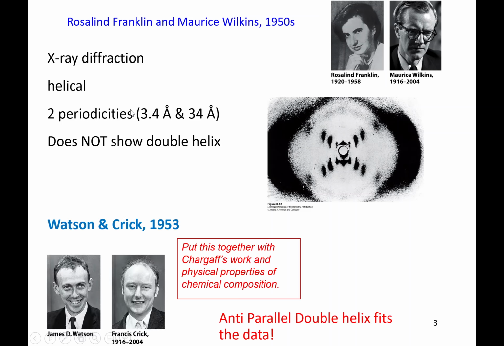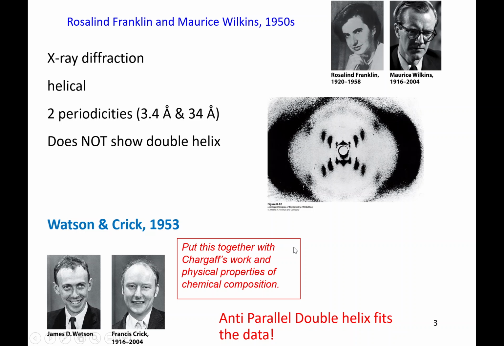It was really Watson and Crick that came up with this idea of a double helix. How they came to that is they put together Chargaff's work. Chargaff, if you remember, showed that the amount of the base A in DNA is equal to the amount of T, and the amount of G equals the amount of C. So they put together that A has to pair with T and G has to pair with C, along with this helix, and they came up with the double helix. An anti-parallel double helix would fit the data.